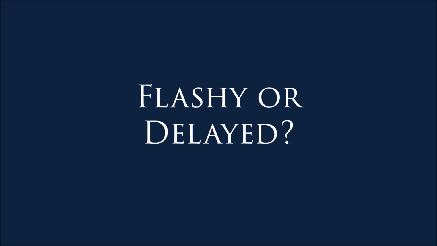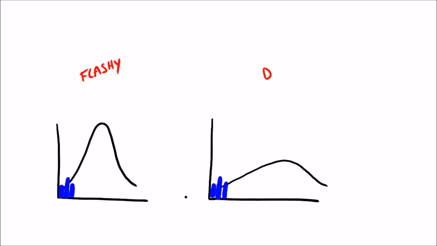Okay, so now we know what a storm hydrograph is, we get to the really interesting part, which is the different shapes that a hydrograph can take. Now you can see the one on the left can be described as a flashy hydrograph, whereas the one on the right is delayed.